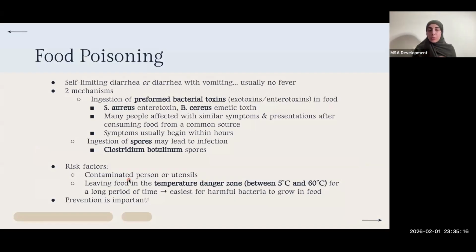In general, what is food poisoning? It is self-limiting diarrhea or diarrhea with vomiting, usually no fever, okay? So food poisoning does not present with fever. It's usually diarrhea or diarrhea and vomiting.